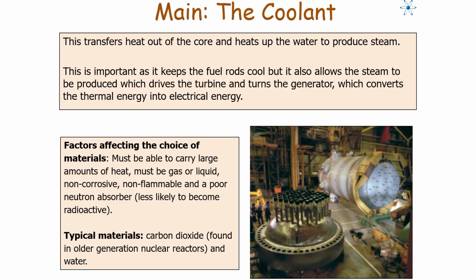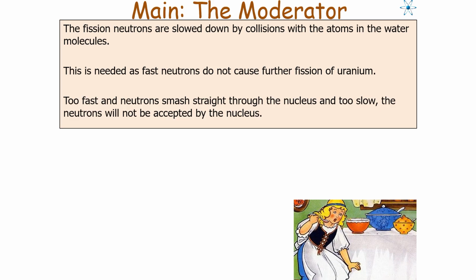Well, it must be able to carry large amounts of heat, be either a gas or a liquid, be non-corrosive, non-flammable and a poor neutron absorber, so it's not going to become radioactive. So typical materials can either be carbon dioxide or water. Now the final thing we need to consider is the moderator. Now fission neutrons are slowed down by collisions with atoms of the water molecules.